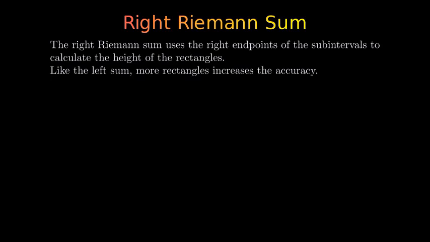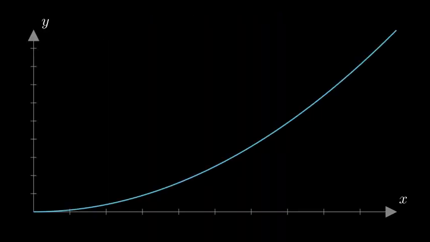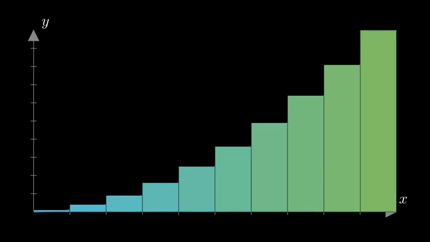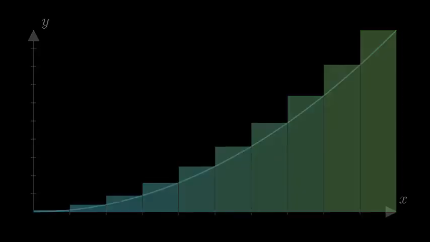This method utilizes the right endpoints of the subintervals to determine the height of the rectangles. Similar to the left sum, increasing the number of rectangles enhances the accuracy of the approximation. This approach provides a different perspective by considering the area from the right side of each segment.